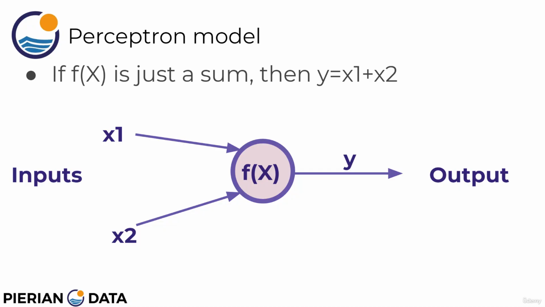And this is a very, very simplified perceptron model. Later on, we'll expand on this with activation functions. But for right now, this is just showing you how we can go from a biological neuron to a perceptron model. So we have these inputs, x1 and x2. We push them through some sort of function of x, and then we output some y.